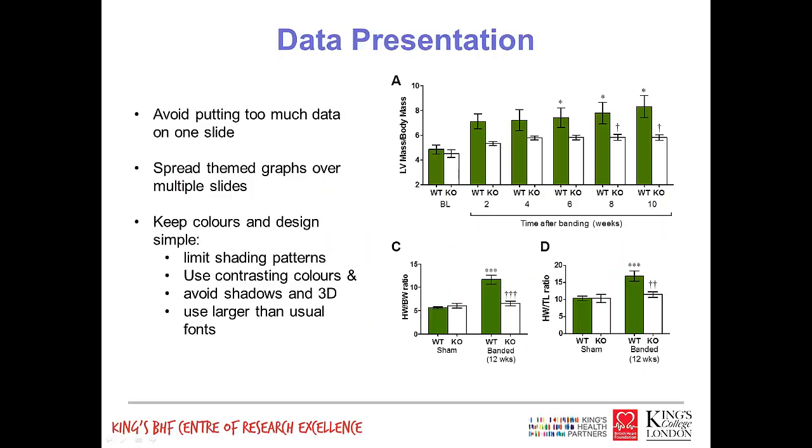Presenting data, again, no hard and fast rules, but do avoid putting too much data on one slide. Here I've got part A and C and D. I've clearly missed off part B because I didn't think part B was relevant, and I might want to edit the A, C and D letters so they actually read A, B and C, so it makes the audience a little bit follow you through a little bit better. Try and spread 3 themed graphs over multiple slides. So if you're showing a series of data sets, show them over many slides.